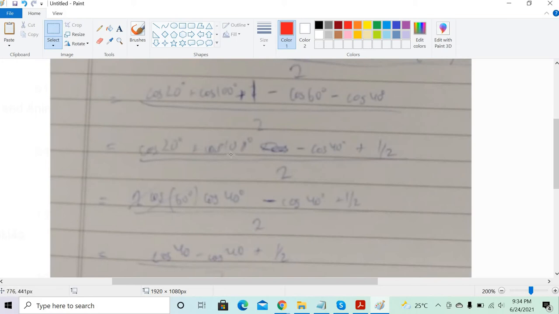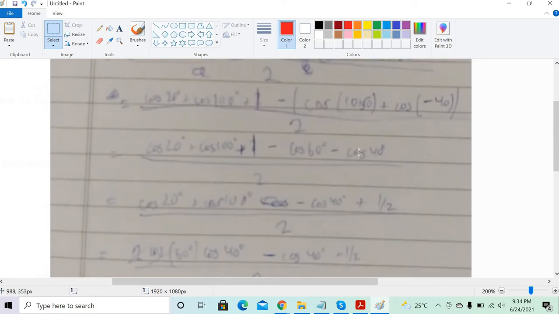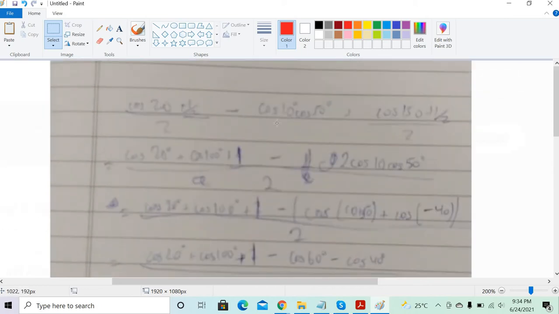Cos 20. Now you got cos 20, cos 100, and minus cos 40, plus 1 by 2. Yeah. Plus 1 by 2. Okay. So, okay, cos 1 by 2. Okay, so somewhere, oh, one moment. I guess something is wrong here. Cos 60 here. Okay, one moment.